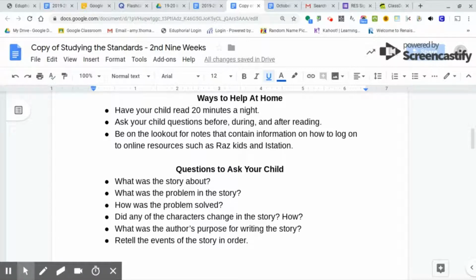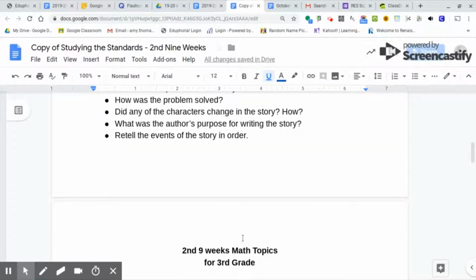What was the problem in the story? How was the problem solved? Did the characters change in the story? How? What was the author's purpose for writing the story? And just to retell the events of the story in order. And if they're able to do those things, then they definitely understood what they read.